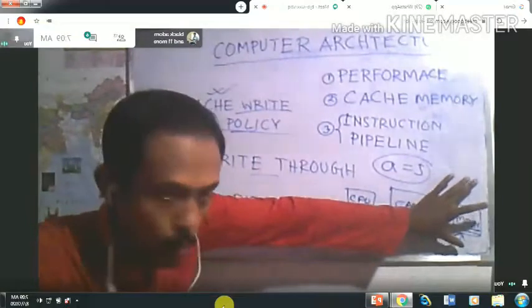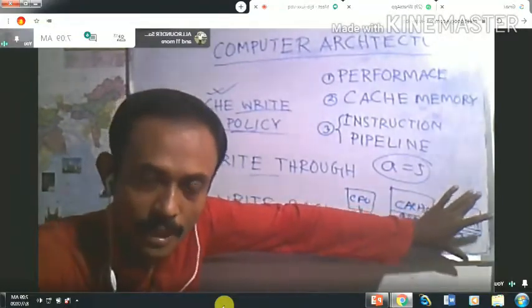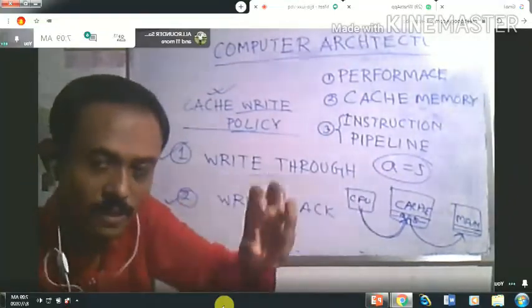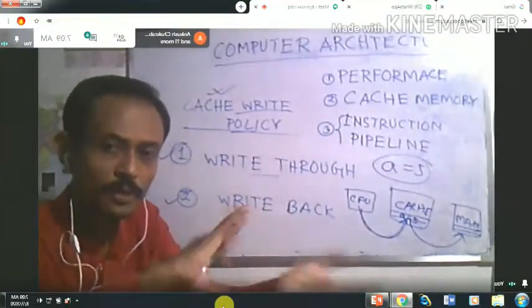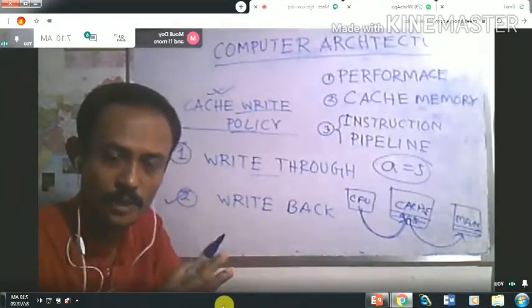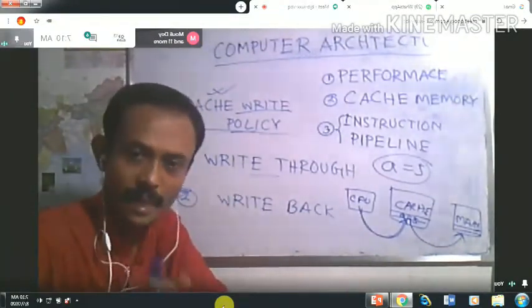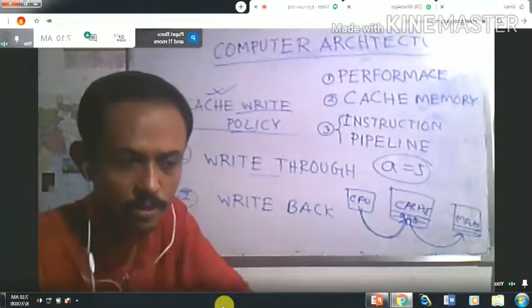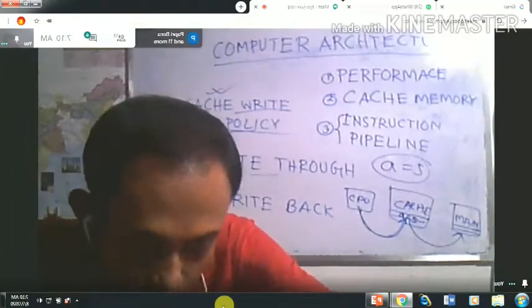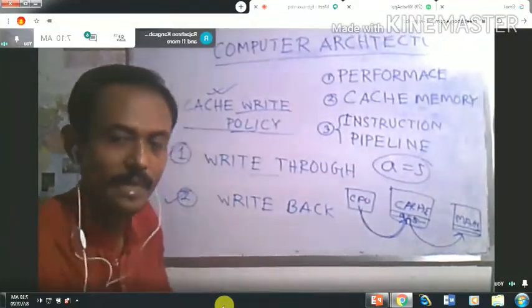So the total number of words present in the main memory at a time cannot all be present in the cache memory because its size is very small. So what to do? You have to shift these blocks from the cache to main memory. That is called the mapping techniques. There are different mapping techniques: direct mapping, associative, and set associative. All these are the different mapping techniques.